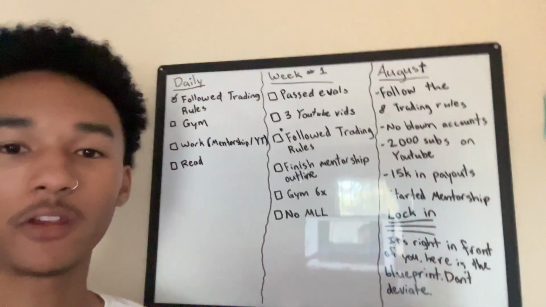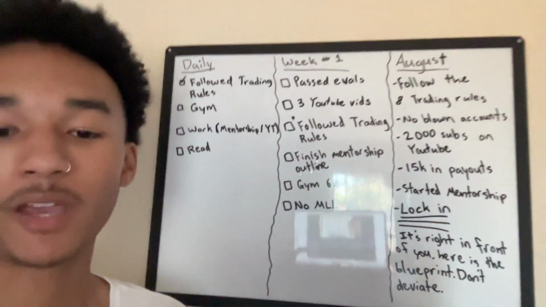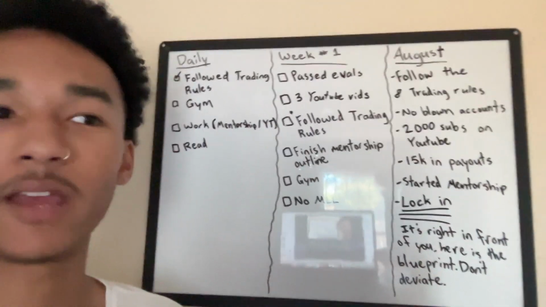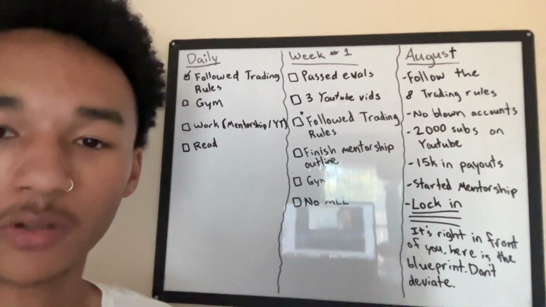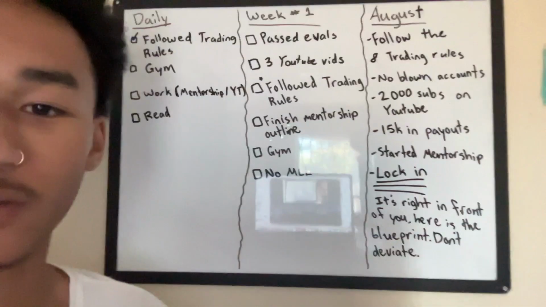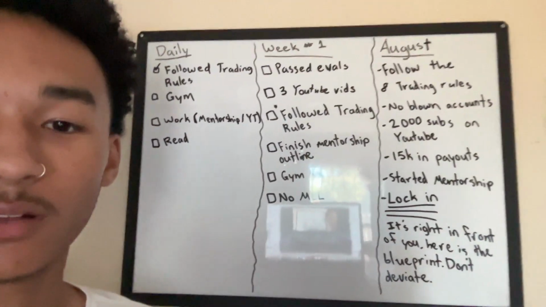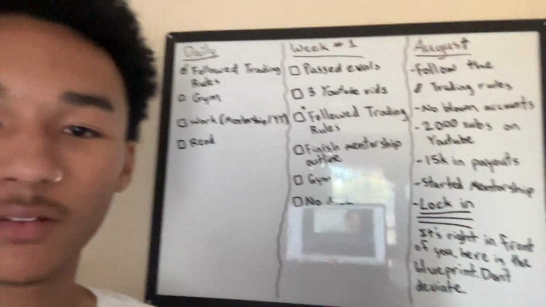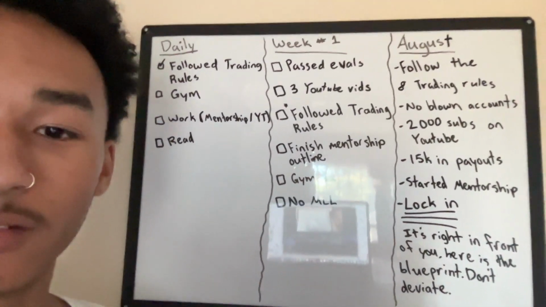So August, we're going to try and get 2,000, but that means I have to stay consistent uploading, and I haven't been doing that, so I have to be more consistent. After that is 15K in payouts. We're going to try and get these payouts locked in with these new funded accounts, and under that is start mentorship.